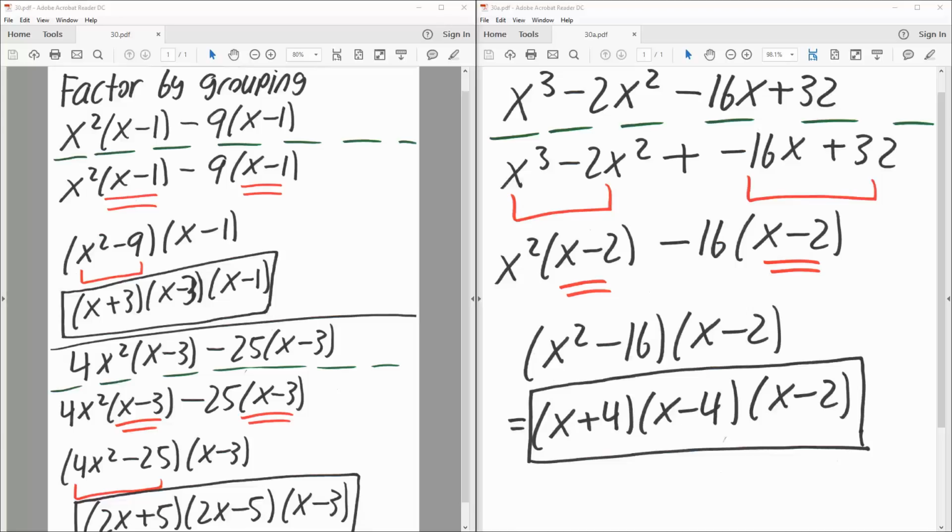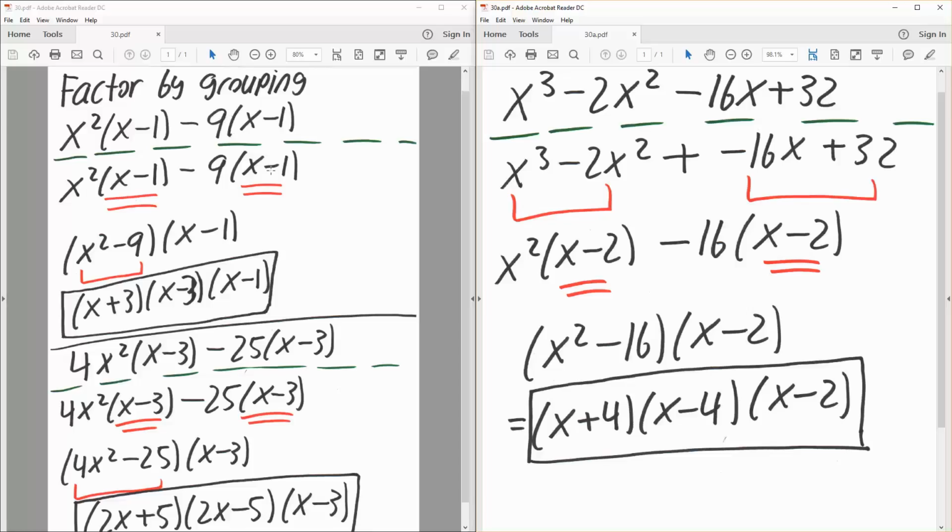In this video, we will factor by grouping and we will solve 3 problems. This will be the first problem, the second problem, and finally the third problem. So the first problem, we have x squared times (x minus 1) minus 9 times (x minus 1).